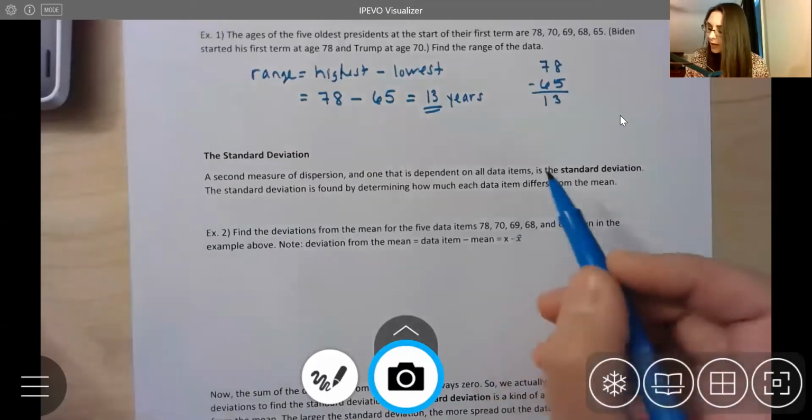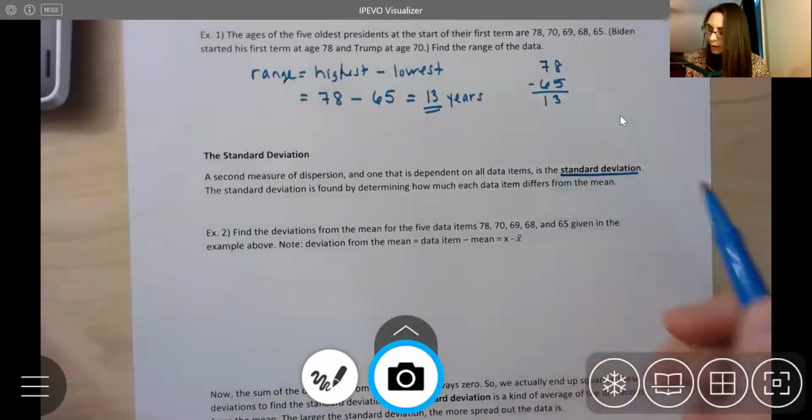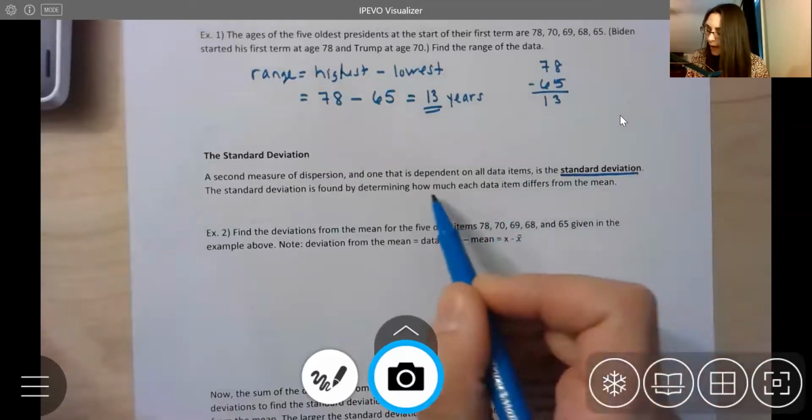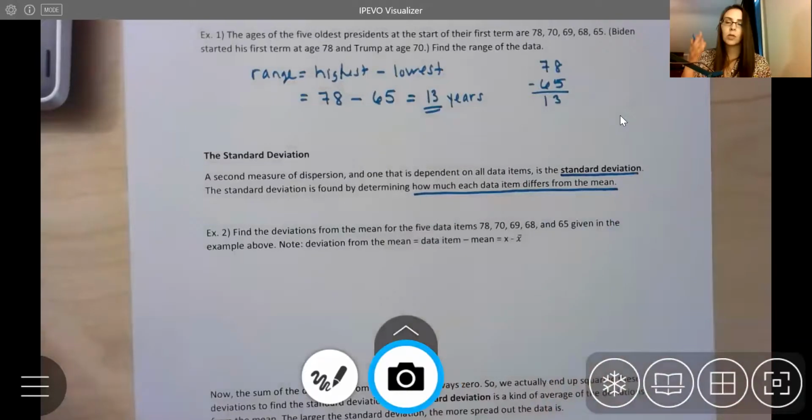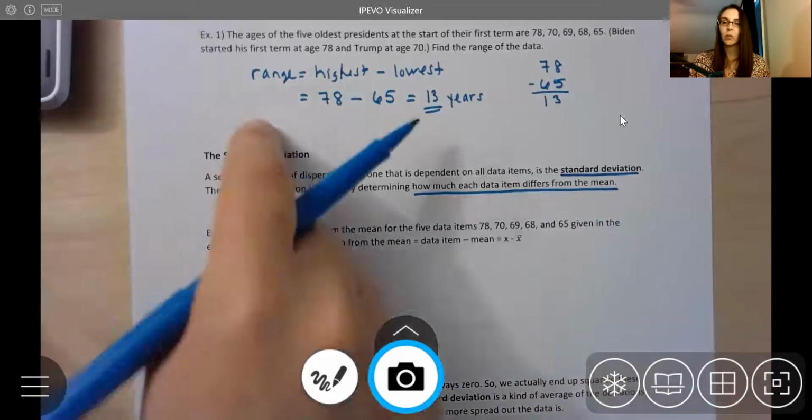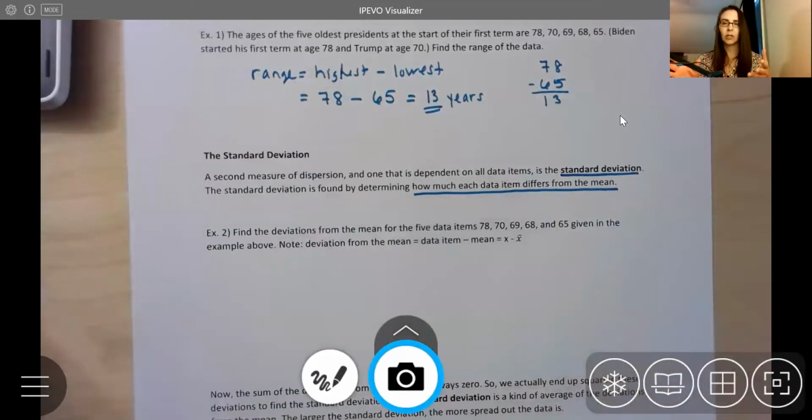The standard deviation is found by determining how much each data item differs from the mean. And there's more to it than just this. It's actually a kind of average. So we're going to end up squaring and dividing and adding and doing these larger computations here. But the basic idea is how spread out the data is from the center. So instead of looking at the range where it's just highest or lowest, the standard deviation really focuses on how far is that data point from the mean, so from that center.